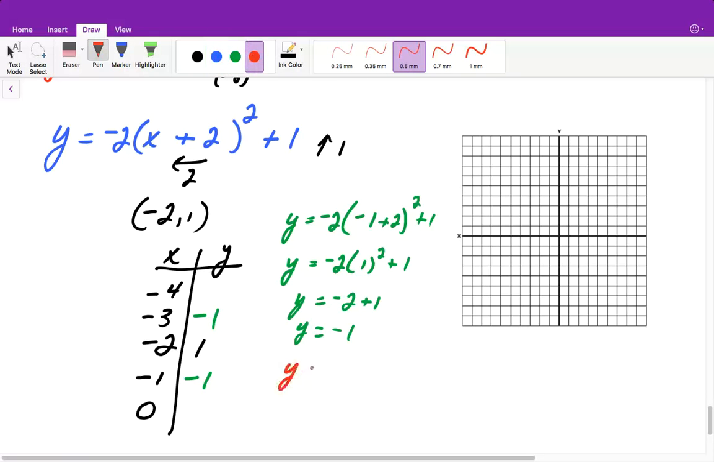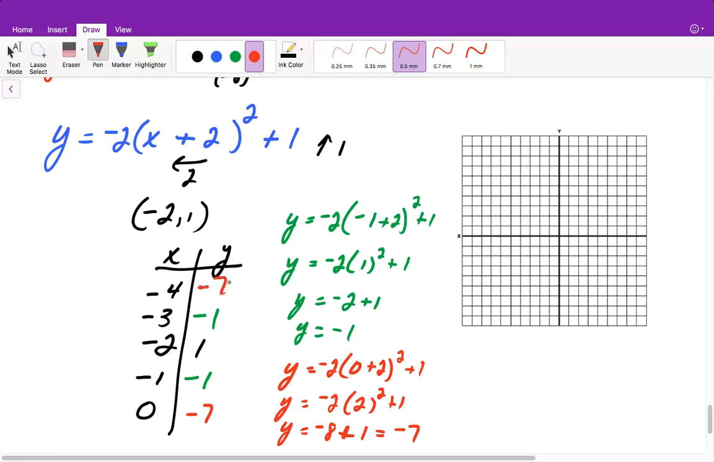Then we plug in 0. Y is equal to negative 2 times 0 plus 2 squared plus 1. Y is equal to negative 2 times 2 squared plus 1. So y is then equal to negative 8 plus 1, which is equal to negative 7. So if this is equal to negative 7, so is this negative 4. Now we're going to plot our points and graph it.